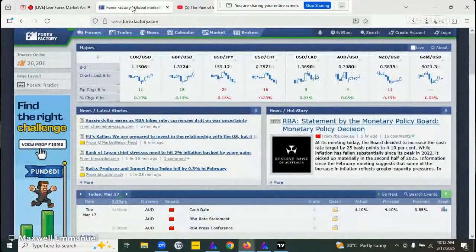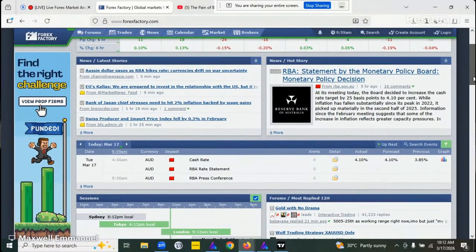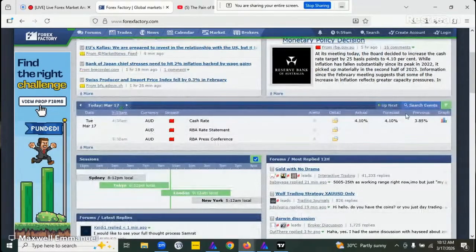Today is 17th of March 2026, and as you can see, the only major news that we have today is from Australia, the cash rate. They also had a press conference, and the cash rate forecast and the actual are the same. It's neither bullish nor bearish for the Australian dollar.